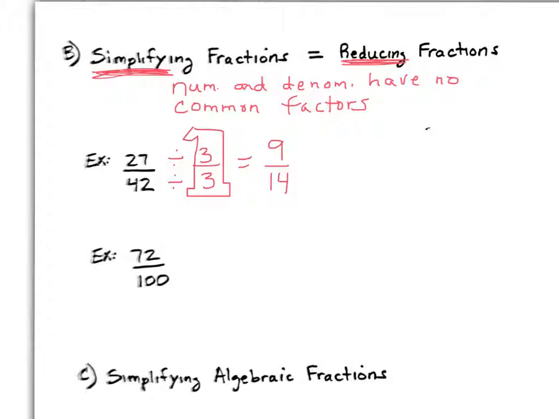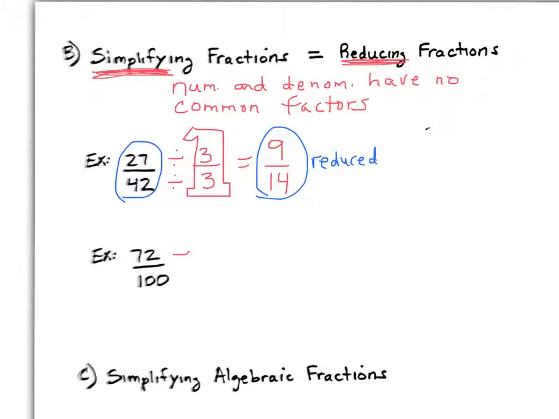And then you ask yourself, can anything go into 9 that also goes into 14? And the answer is no. So this is reduced. And by the way, it's equivalent also. Even though I found it by dividing instead of multiplying, they're equivalent. But this right here is reduced. I can't divide the top and the bottom by anything else. Alright, next example, 72 over 100.